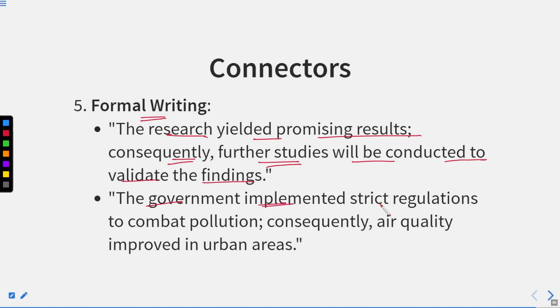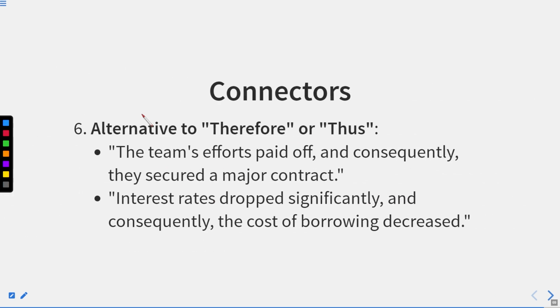The government implemented strict regulations to combat pollution. Consequently, air quality improved in urban areas. Okay, so in the case of formal writing, these words are used many times. In fact, in law, you can see that these words are used. Now, the government implemented strict regulations to combat pollution. It means to fight pollution, as a result of which air quality improved in urban areas, due to which air quality has been improved to a particular level.